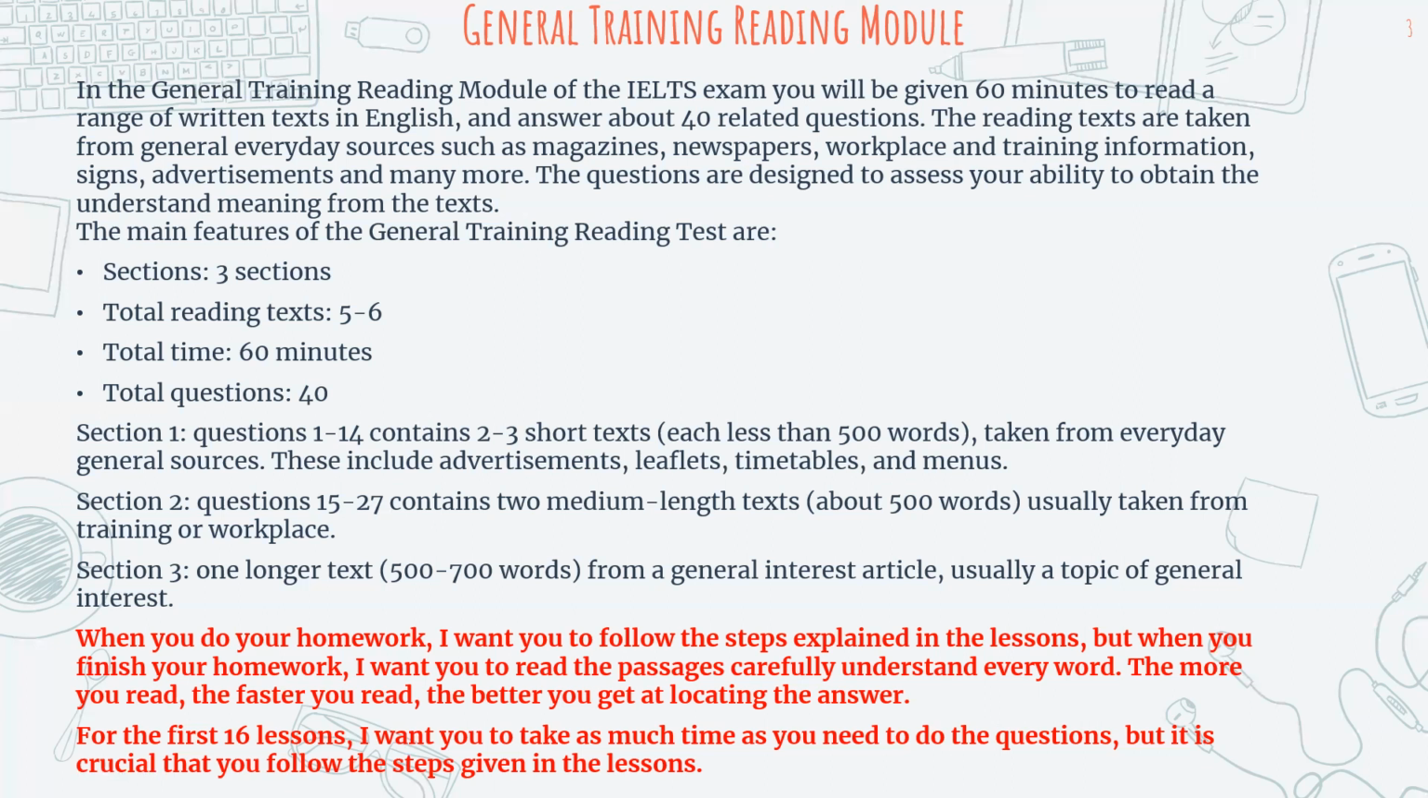Section 2, questions from 15 to 27, contains 2 medium length texts, around 500, maybe 600 words, usually taken from training or workplace. Section 3, 1 longer or very long text, usually 600 to 700 words from a general interest article, usually a topic of general interest.